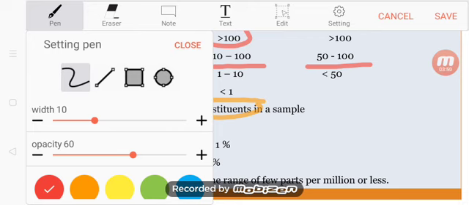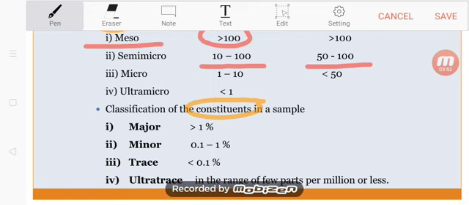For the percentage of constituent in a sample, greater than 1% will be classified as a major constituent of the sample, while between 0.1 and 1% is classified as minor, and the trace constituent of the sample is less than 0.1%. The last one is ultra trace, in the range of a few parts per million (ppm) or less, as I taught you in the first chapter.